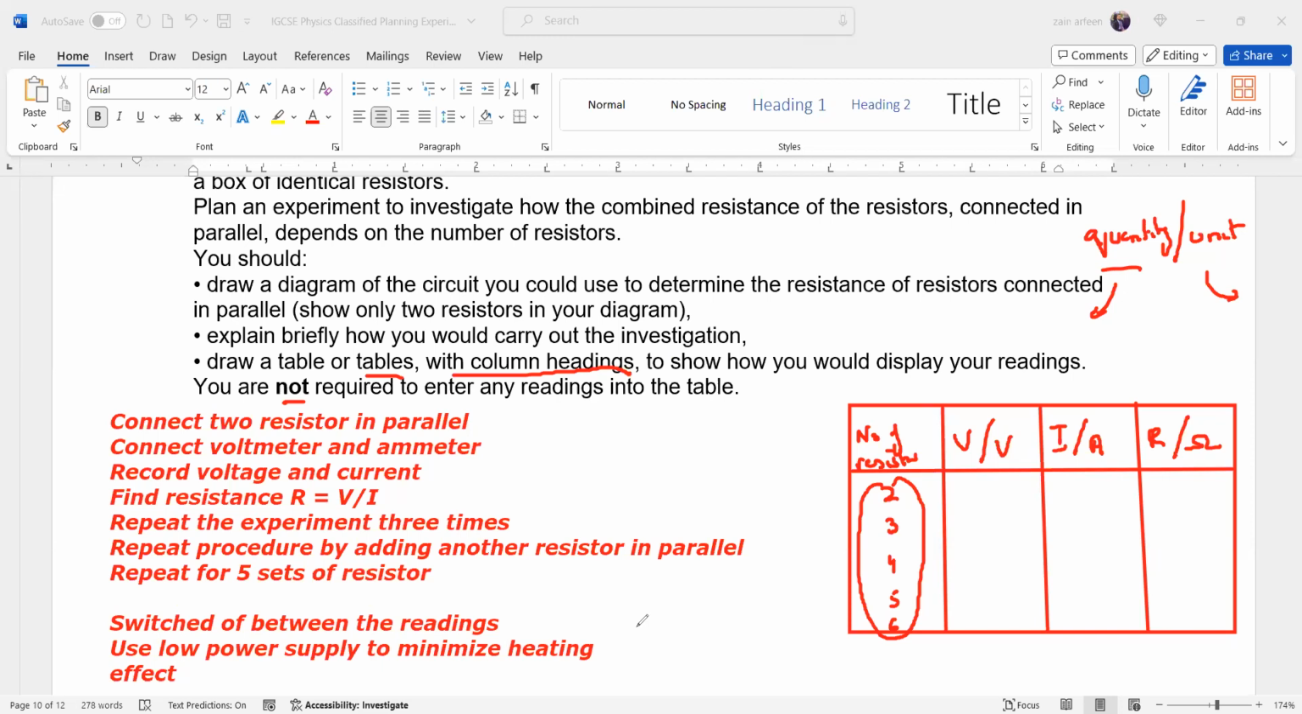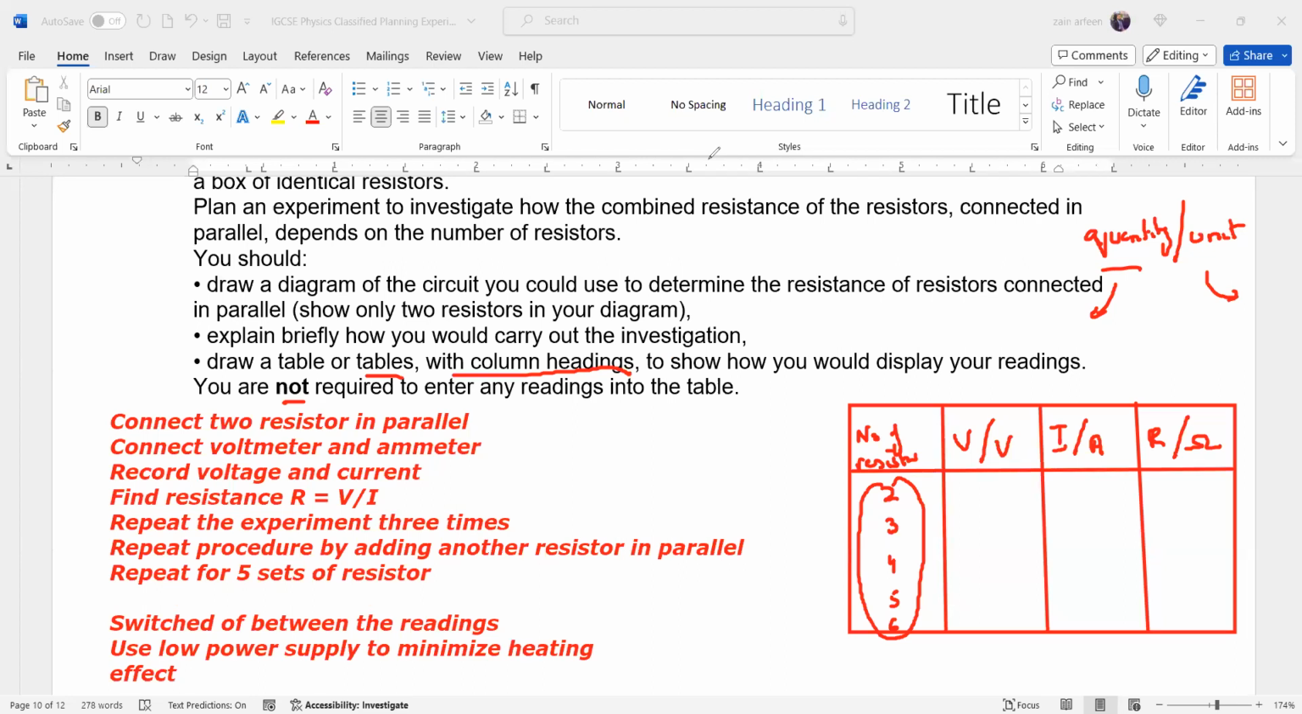Okay, so what if you do not use a variable resistor? If you don't use a variable resistor, you can still get this answer. You will find the voltage and the current, but you will have a single set of values for voltage and current for each combination. You cannot repeat your experiment.